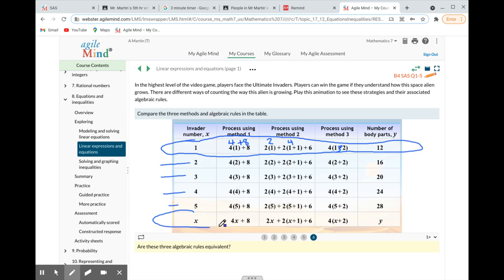All right. So that means that each one of these rules will work for us to find the number of body parts or the invader number. So are the 3 algebraic rules equivalent to each other? Would they give you the same answer? Yes. Yes, they will. So they are equivalent.